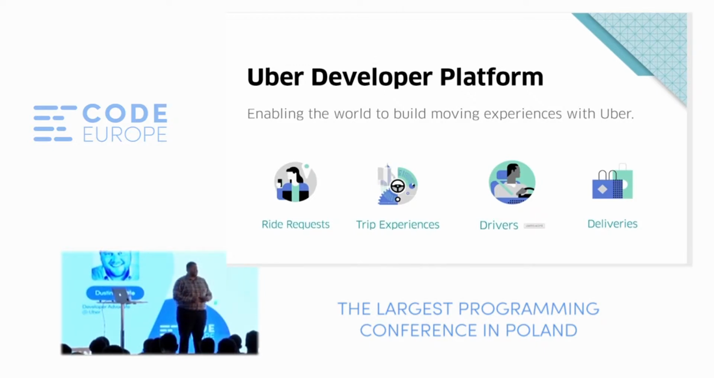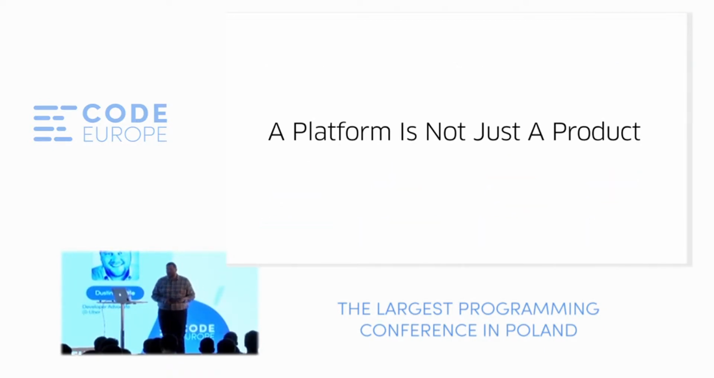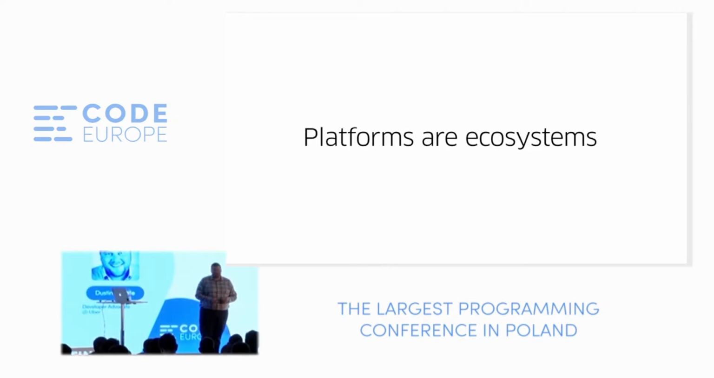And so we started to enable our internal teams to build functionality for not only drivers, but also for deliveries. And so today we have 4 developer products: the Ride Request API, the Trip Experiences API, the Drivers API, and our Deliveries API. And these all started from an original need. But a platform is not just a product. And one of the things we didn't want to do is just release an API and see what happens. Because in order for you to build something useful, you need to build an ecosystem. And so platforms are really ecosystems.